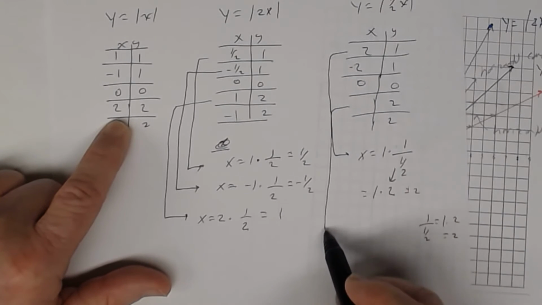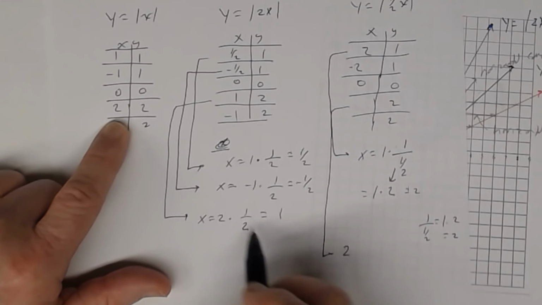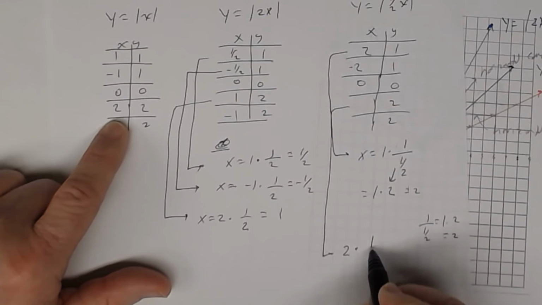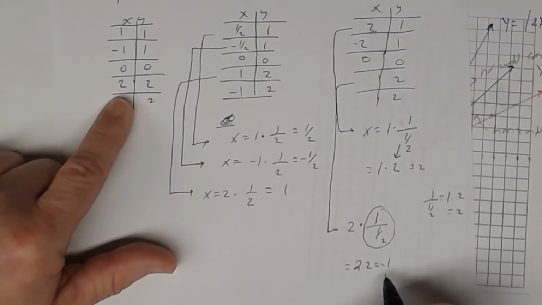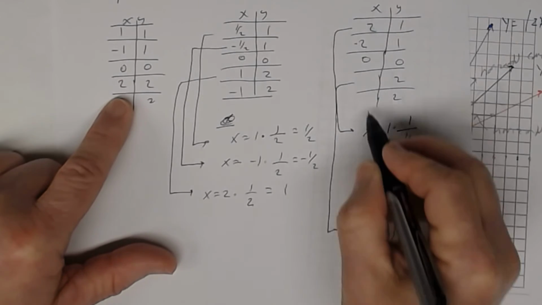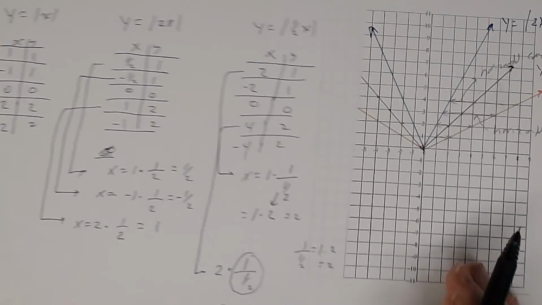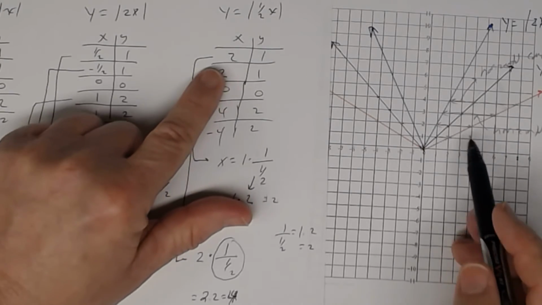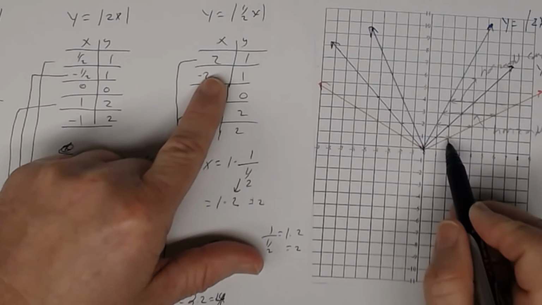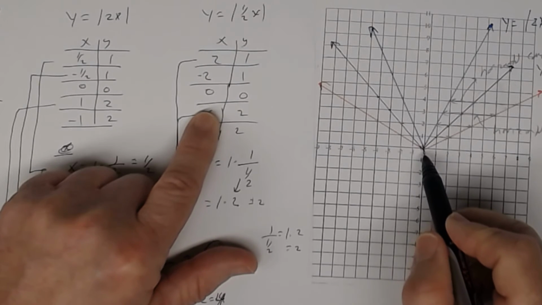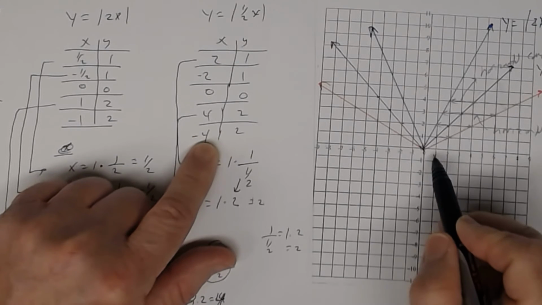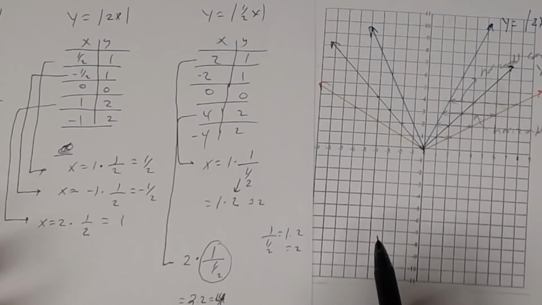For this one, when x is 2, I'm going to multiply by 1 divided by k. K, remember, is 1/2. But remember, 1 divided by 1/2 means 2, right? So this becomes 2 times 2, which is 4. So 4 and then -4. Notice what happens. In my orange graph, I have 2, 1. Then I have -2, 1 right here. Then I have 0, 0, the origin. Then I have 4, 2, which is here. And then -4, 2. All right, so we're dealing with the horizontal.